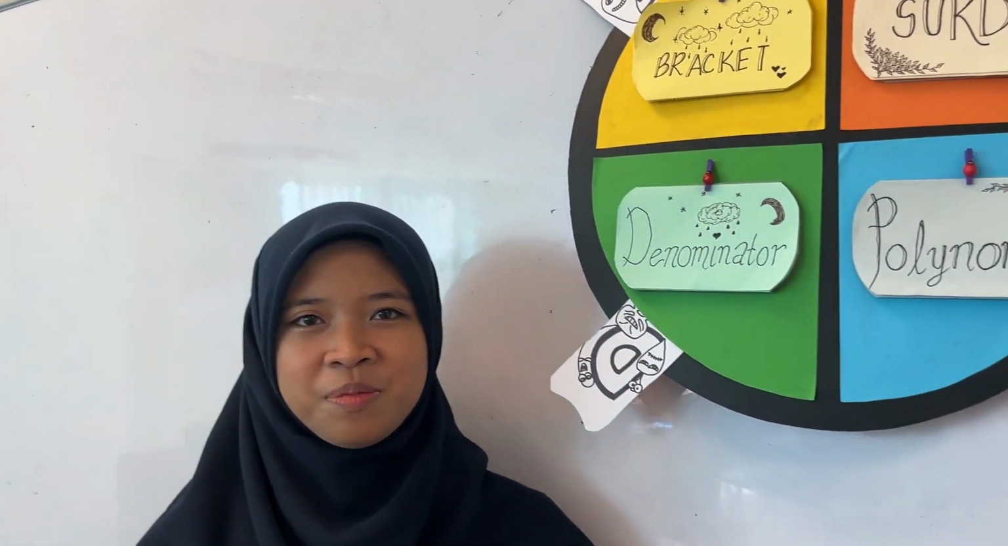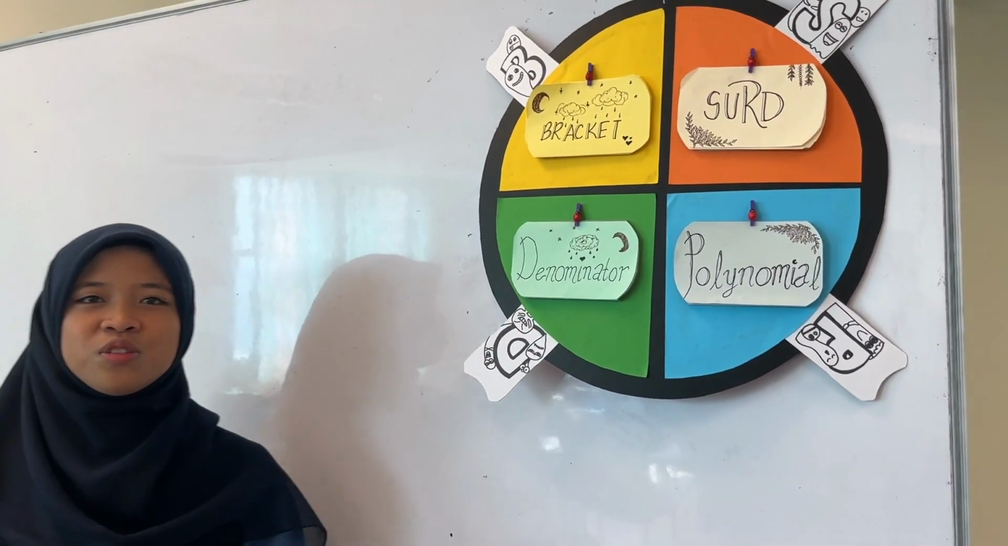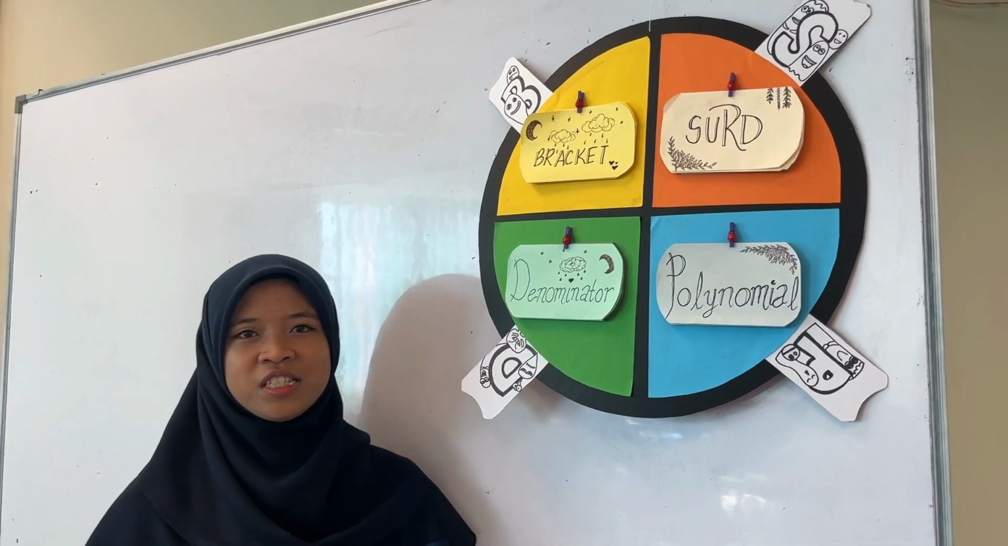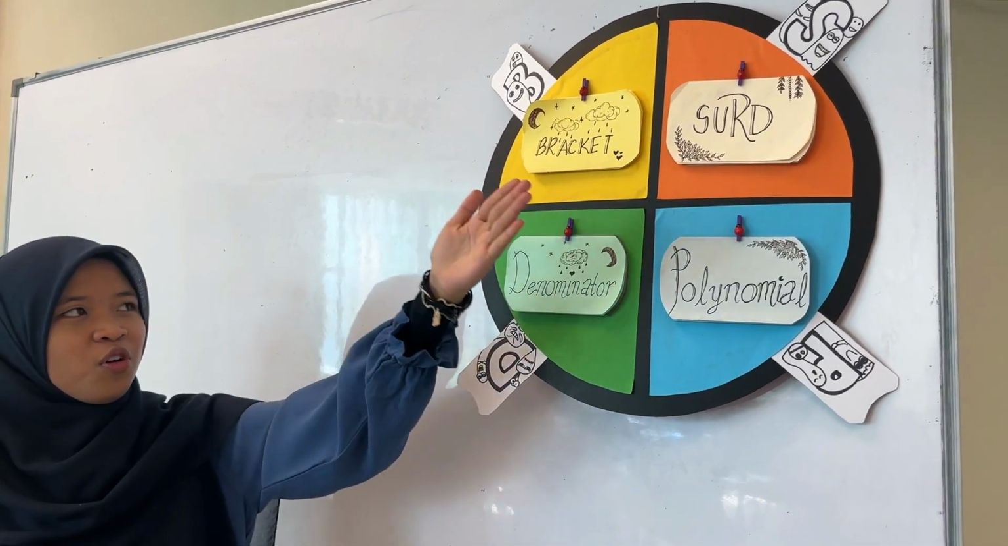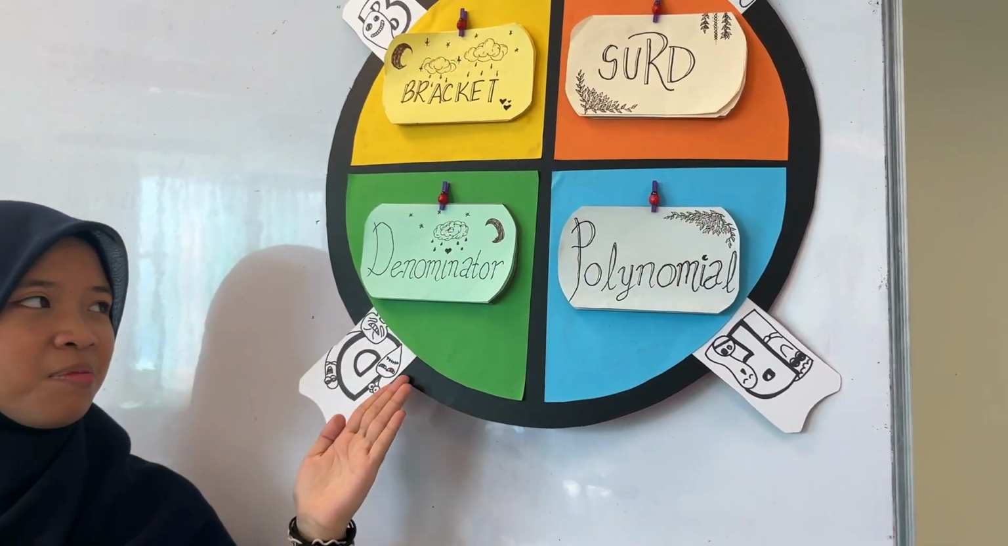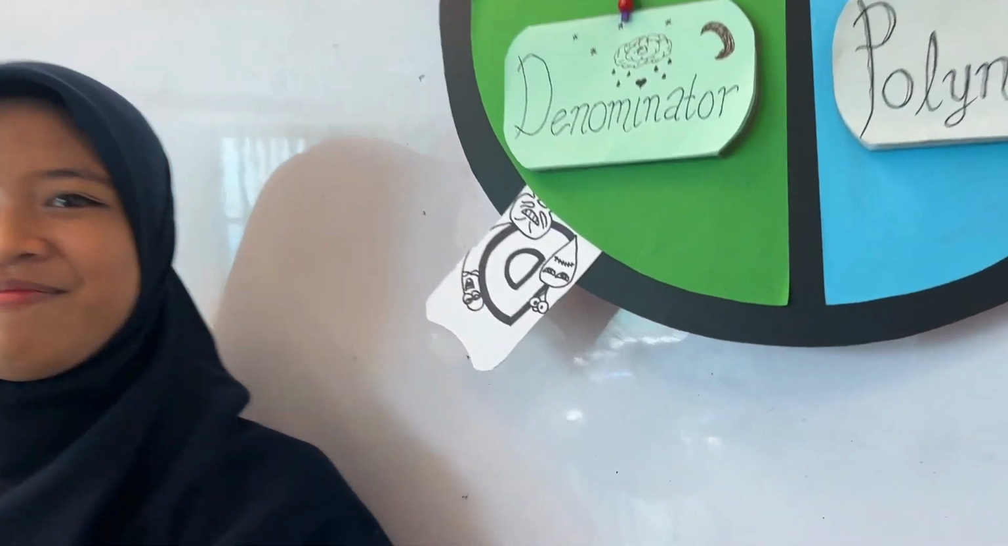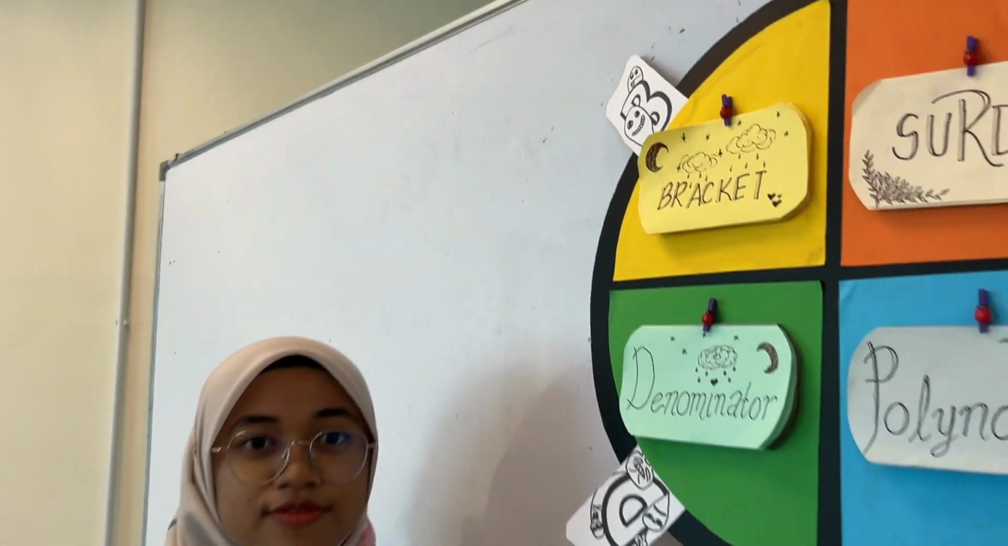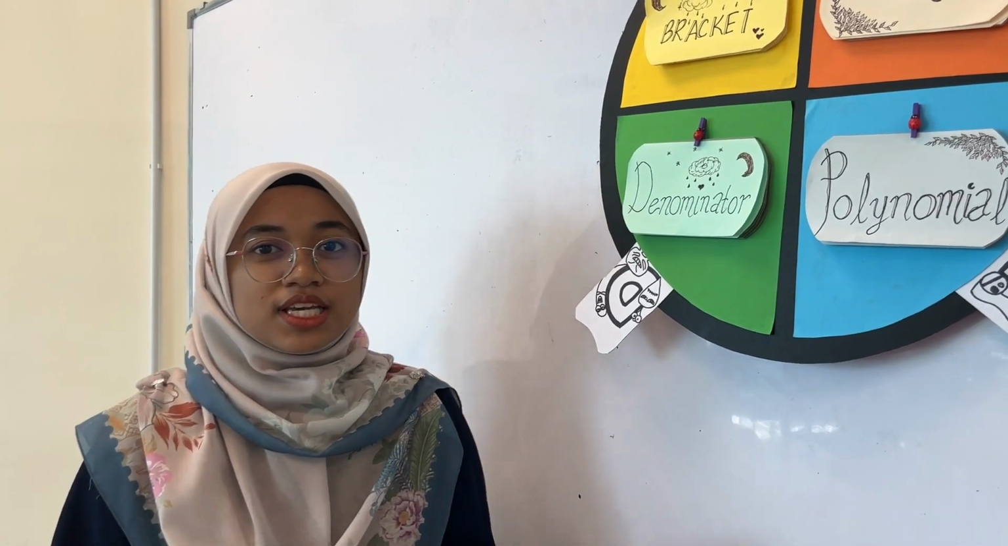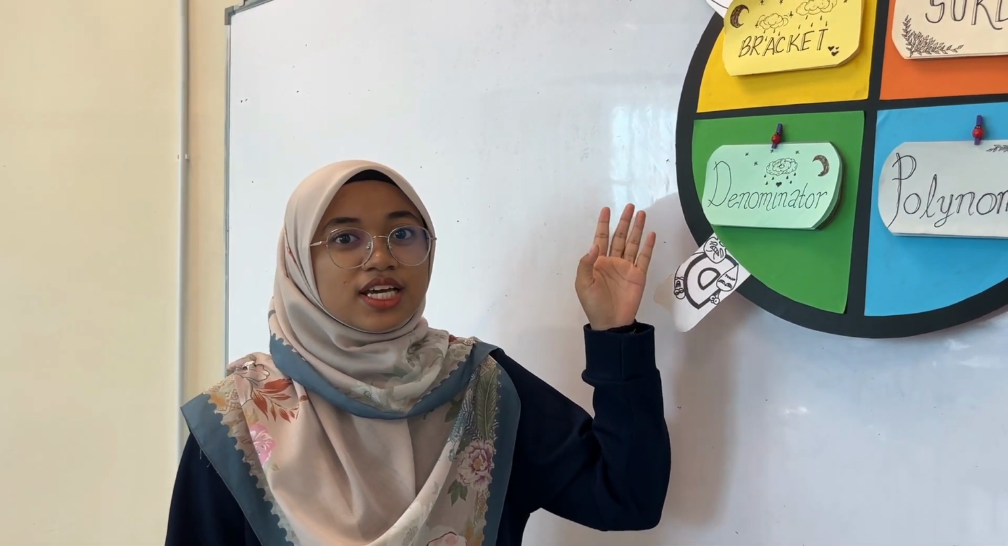Let's move to our next part. We will learn how to determine the priority of using substitution. Start with bracket, followed by surd, polynomial, and last but not least, denominator. Our first priority to determine in our substitution is bracket.